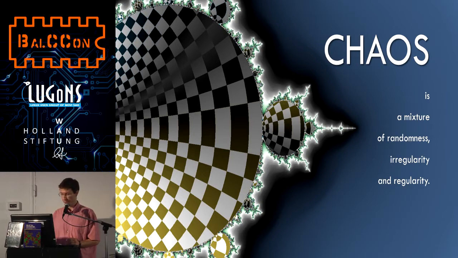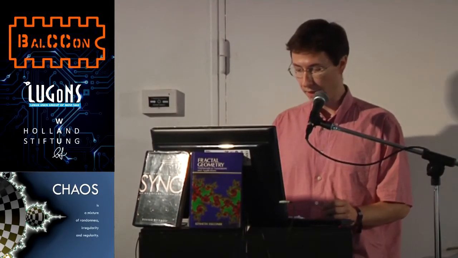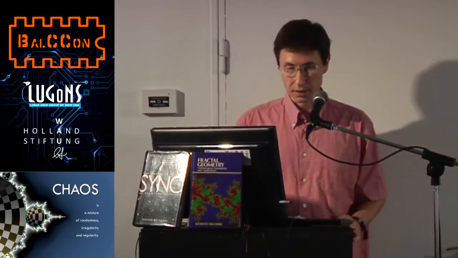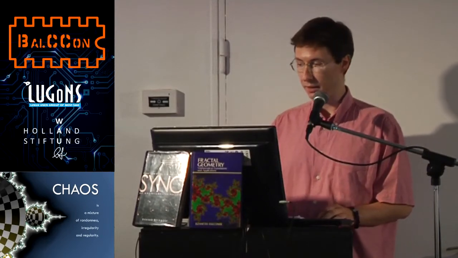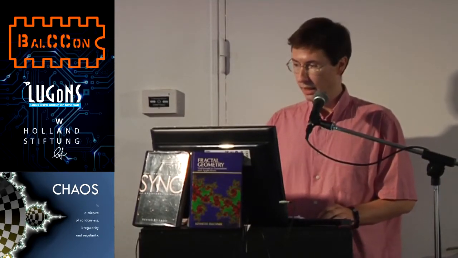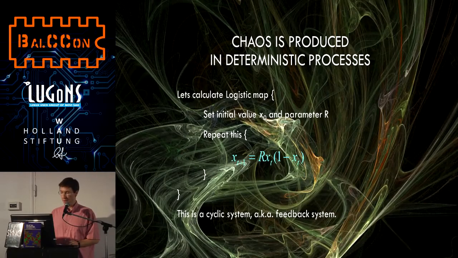Chaos. Chaos is a mixture of randomness, irregularity, and regularity. Nature is chaotic. It is both ordered and disordered in time and space. Chaos, alongside symmetry, is the key to its beauty, novelty, and wonder. Chaos is produced in deterministic processes of nature, such as the calculation of the logistic map.